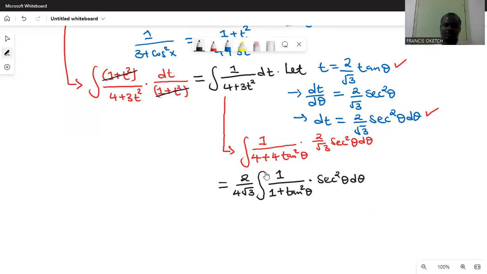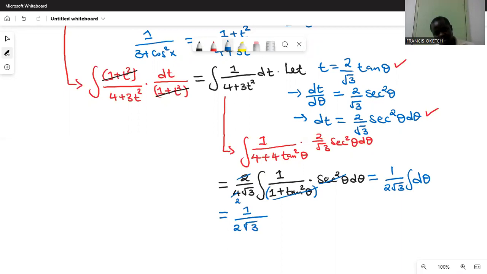So now, you know, 1 plus tan squared theta is the same as sec squared theta. So this will cancel with this. So that even the 2 will cancel with the 4, so that we have 2. So our answer will be 1 over 2 root 3 times the integral of d theta, which is the same as 1 over 2 root 3 theta plus a constant c. That is our answer.